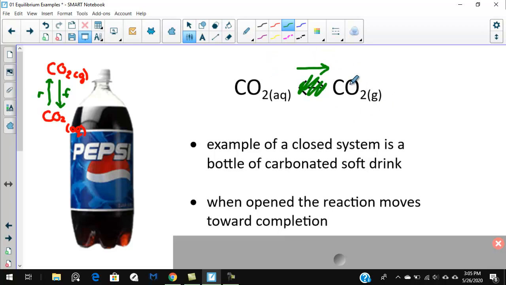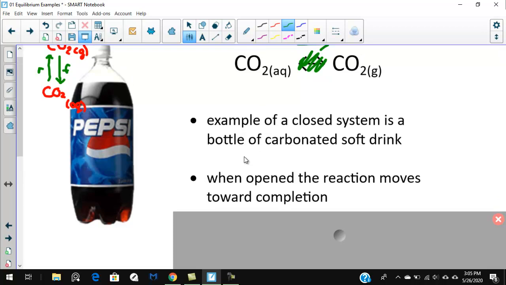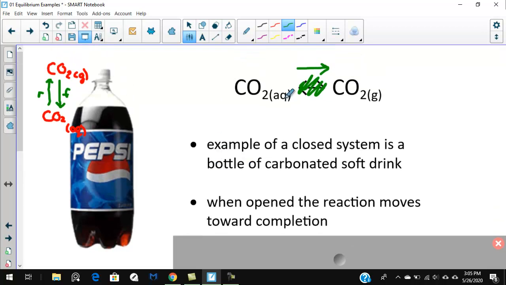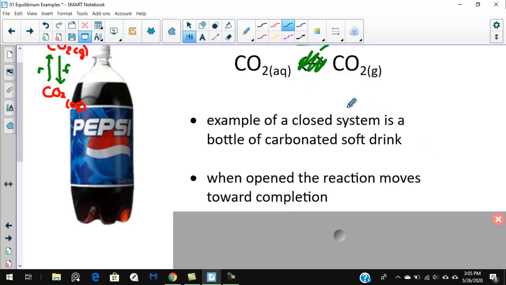And we see that as soon as we pour the pop into a glass. The bubbles start to come up, and that's the bubbles forming of the CO2 in the water turning back into a gas. If we leave the top off, that will go to completion, and eventually we'll have flat pop. All of the CO2 will come out of the pop because the reaction is basically going mostly in this forward direction. It's mostly going from aqueous to gaseous.